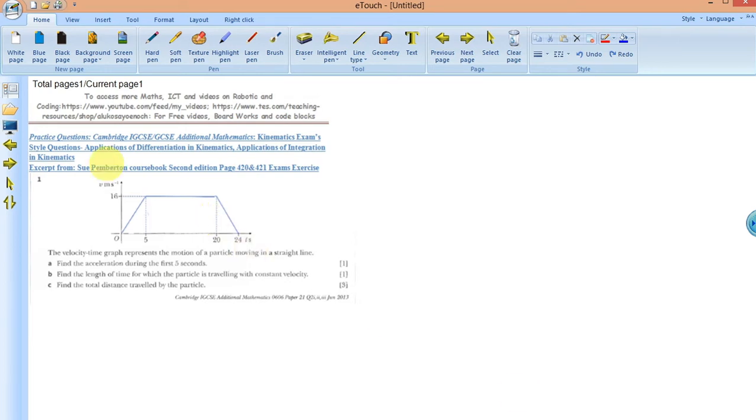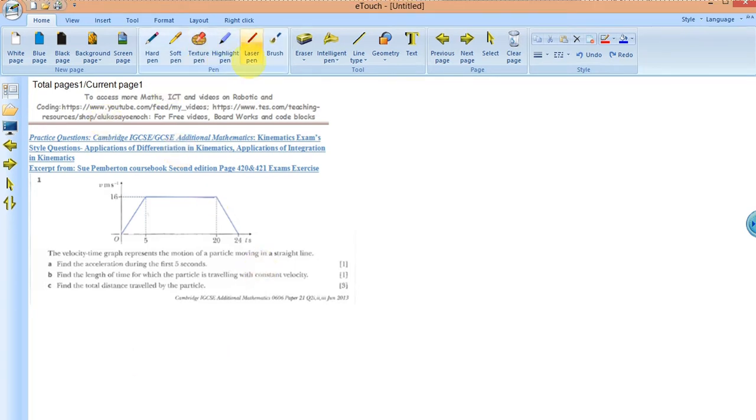Okay guys, in today's session we'll be taking a look at a practice question, Cambridge IGCSE GCSE additional maths, kinematics exam style question. So we're taking a look at application of differentiation in kinematics and applications of integration in kinematics. Let's get started with the first question guys.